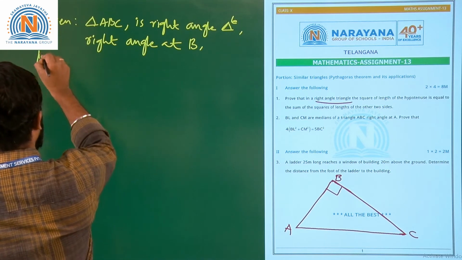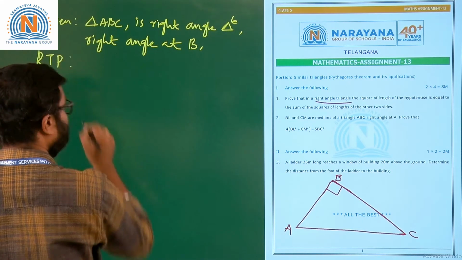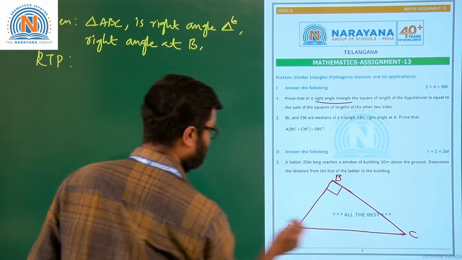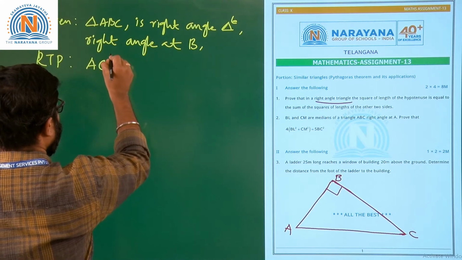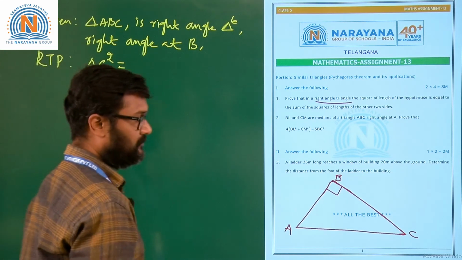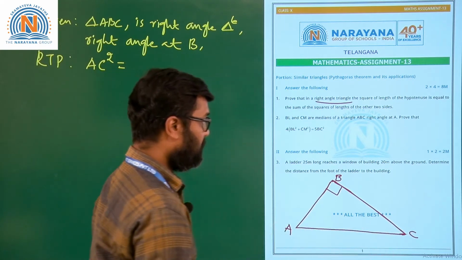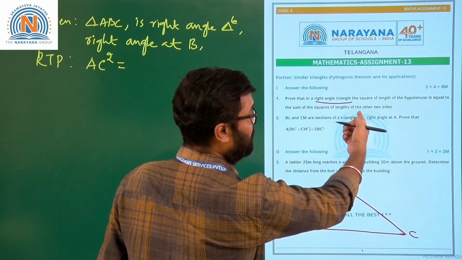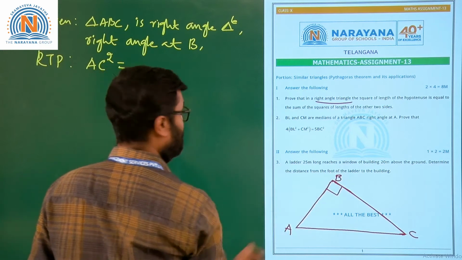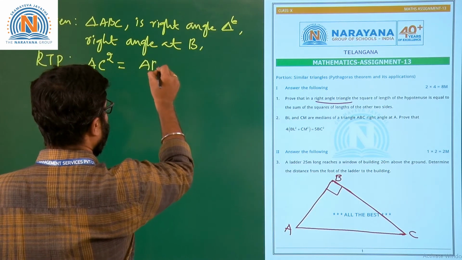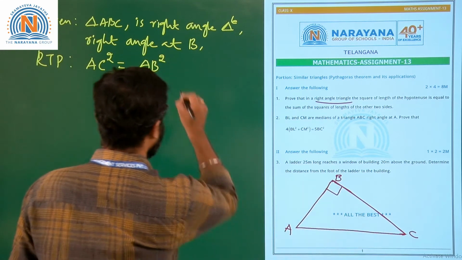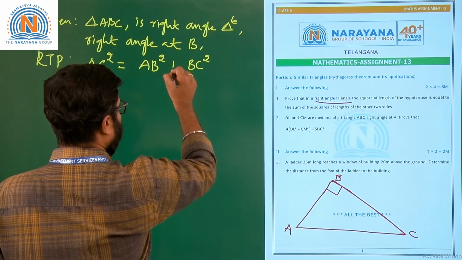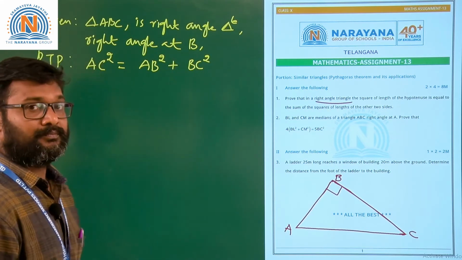What we need to prove, children, is that the square of the length of the hypotenuse, here hypotenuse means AC, so AC square, is equal to the sum of the squares of the lengths of the other two sides. The other two sides are AB, so AB square, and BC, that is BC square. Sum means plus. So this we need to prove.